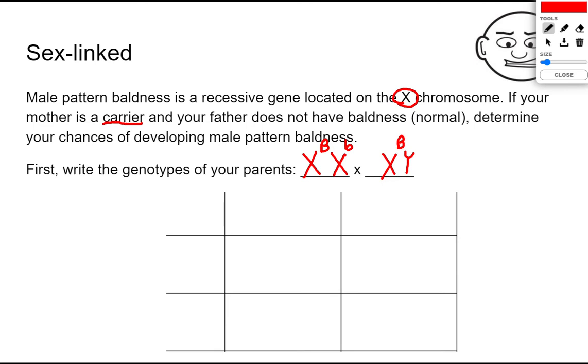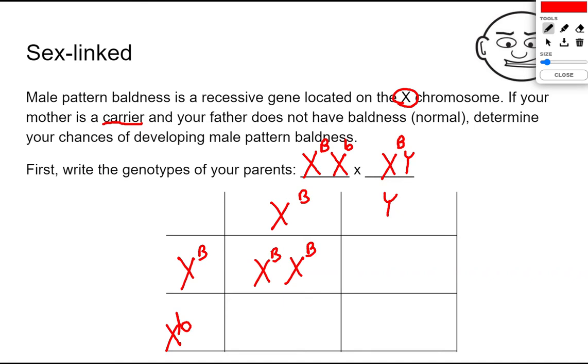All right, so we're going to set up our Punnett square. We're going to put the male on top. I'm going to set up our female on the left side. And notice the Y chromosome there, it did not get any genes attached to it. All right, so we're going to run our Punnett square.